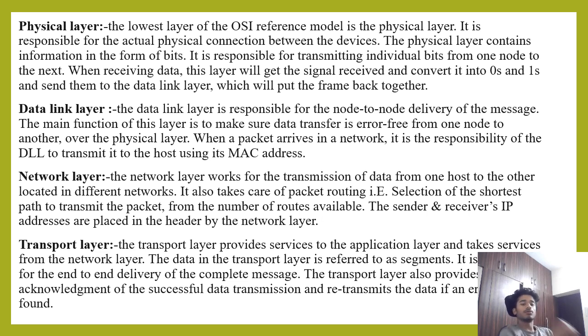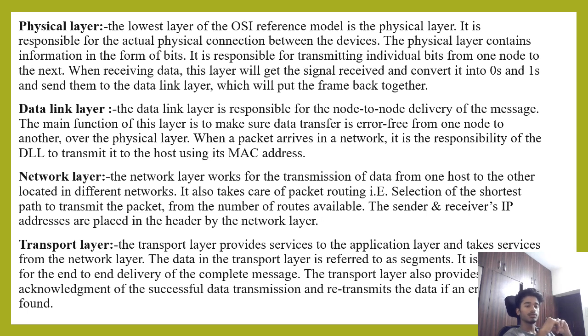The third one is the network layer. The network layer works for the transmission of data from one host to the other, located in different networks. It also takes care of packet routing, that is, selection of the shortest path to transmit the packet from the number of routes available. The senders and receivers IP addresses are placed in the header by the network layer.